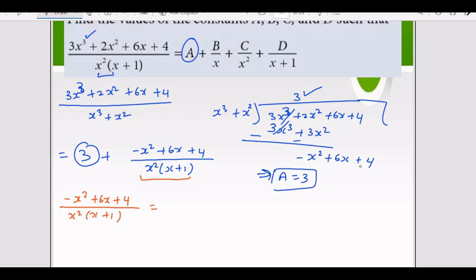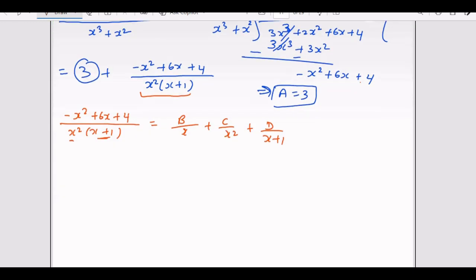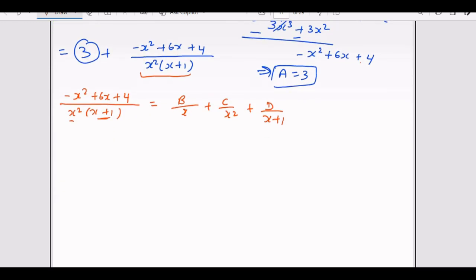So we can split this using the repeated factor, and we have a repeated factor and a linear factor. So we will be using this division here: b over x plus c over x squared plus d over x plus 1, right? This is a mix of type 1 and type 2, a repeated root. So now we are going to find the values of b, c and d.